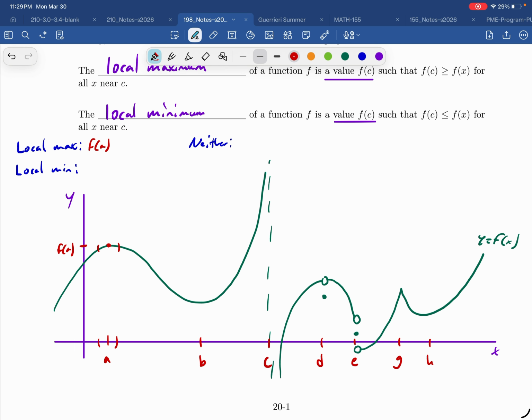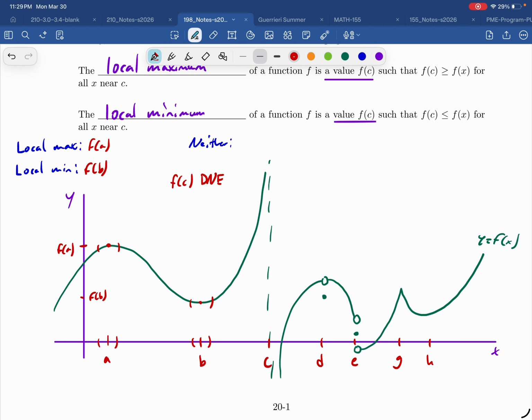F of b, well, if you notice, if you take some neighborhood of b, maybe this neighborhood, all the values here are at least f of b. So f of b is an example of a local minimum. Right? It's less than or equal to all the values in some neighborhood. Now, what about f of c? Well, f of c is not defined. So f of c doesn't even exist, so I'm not even going to put it anywhere. So I'll just write here, f of c does not exist, so it's certainly not a max or a min, but it's not even a thing.